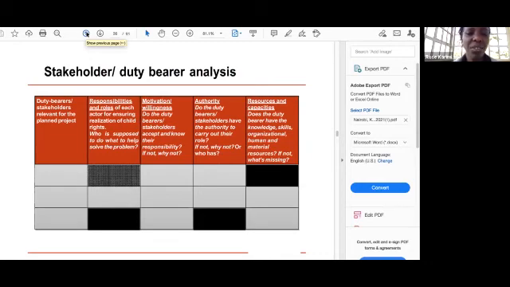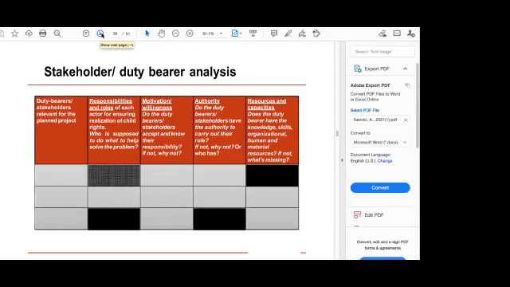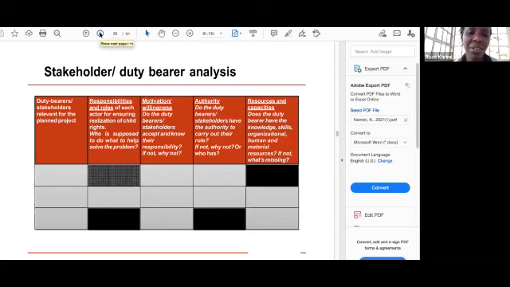Then the authority: do the duty bearers have the authority to carry out their role? If we are talking about those lack of policies, maybe the policymakers either don't know they are supposed to do that, or maybe they don't even have the authority. If not, why, or who has, so that we also approach those other people. Then the resources and capabilities: do the duty bearers have the knowledge? Do they have the skills, both human and material resources? If not, what is missing? Now, this will help us in our analysis of the stakeholders. Next, Geoffrey.